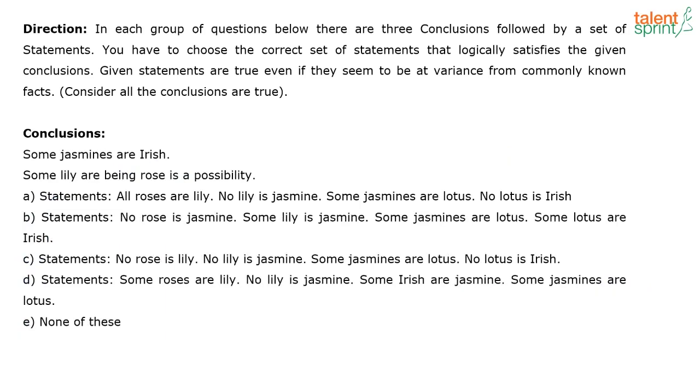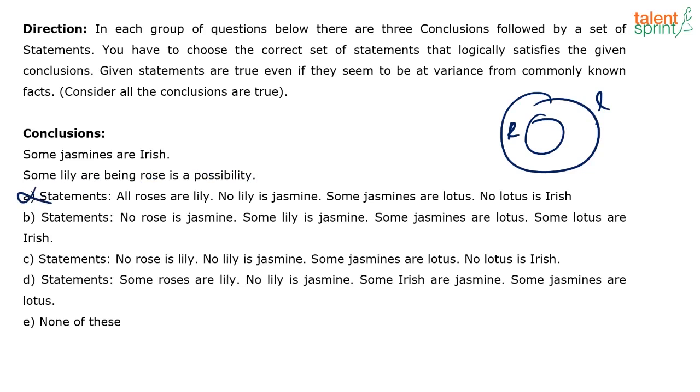Okay, next one. Some jasmines are Irish. Some lily are being rose is a possibility. Now you have again 5 sets of statements. Again here, can we eliminate any options? Look at option 1. First of all, there was no negative conclusion given, so we needed to check for that. Now if you look at the first statement, it is given all roses are lily. Now if all roses are lily, then some lily is definitely a rose. So here what is the conclusion that we have got? Some lily being rose is a possibility. So this definitely does not follow.